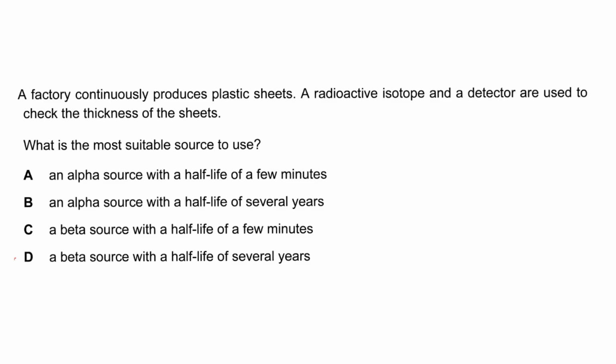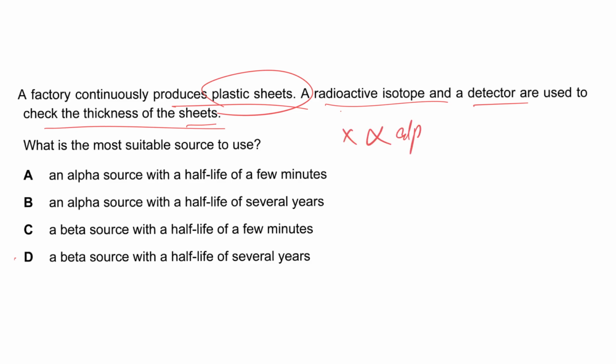For this last question, the application is using this radioactive emission to produce plastic sheet, and a radioactive isotope and detector are used to check the thickness of the sheet. Because it's a plastic sheet, you definitely cannot use alpha particles because they will be easily absorbed by the plastic sheet. Your detector can't detect anything, so there's no way to tell whether it's too thick or too thin. So alpha is definitely wrong. You're only left with either C or D, beta.